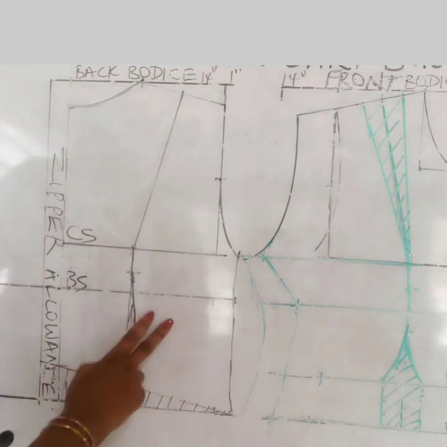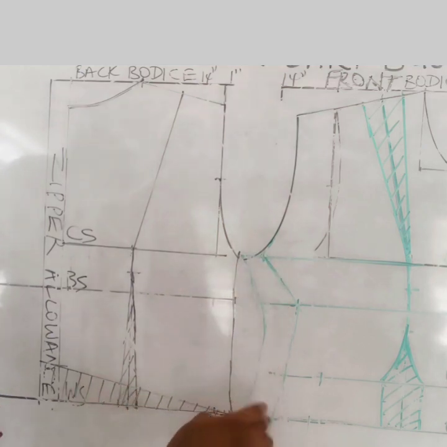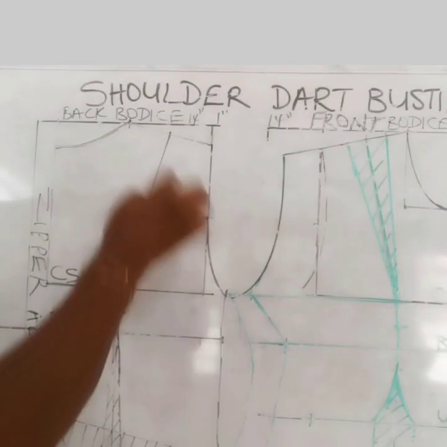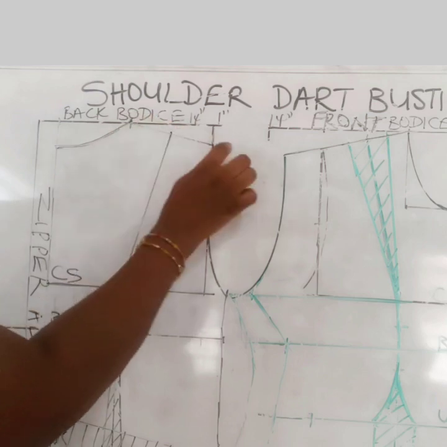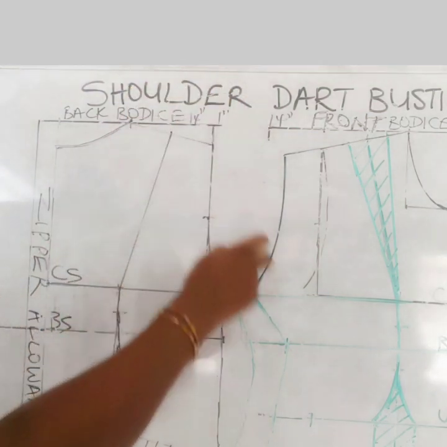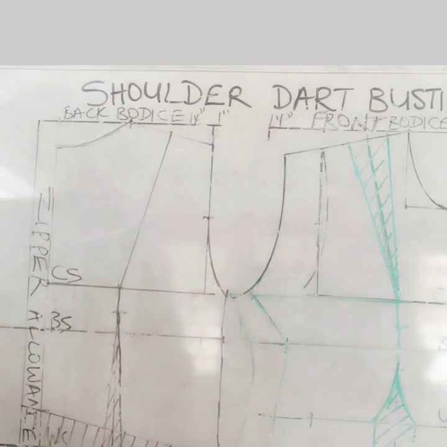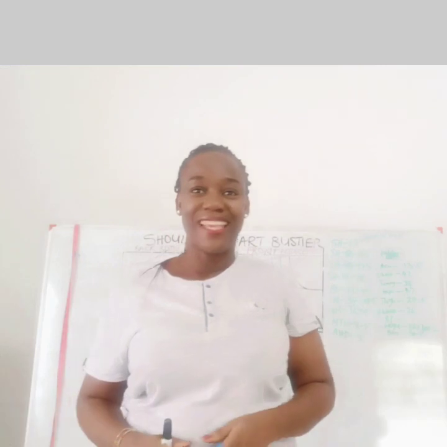When you are transferring to your pattern, remember to put in your allowances at the side and also at the shoulder area. Remember to put in allowance all around, at the shoulder area, the sides, and the down part. We have come to the end of this class.